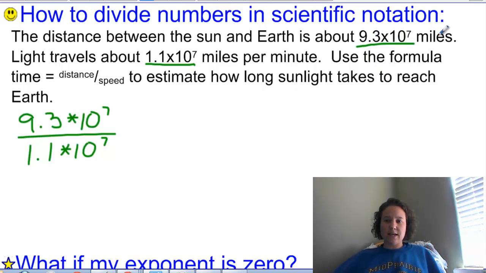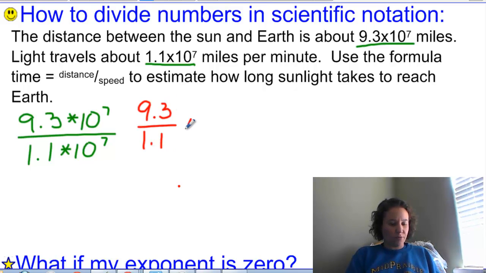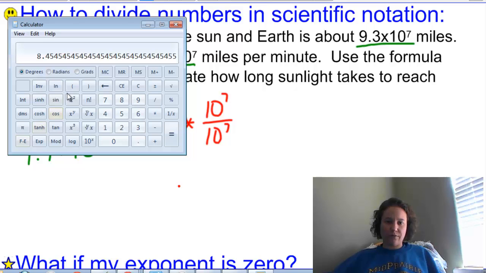So my distance, that we know, is 9.3 times 10 to the 7th power, and the speed is 1.1 times 10 to the 7th power. So we're going to divide the distance by the speed. When you have two things multiplied together and you're dividing them, you can separate those apart if you want. So I could think of this as 9.3 divided by 1.1, that whole thing, times 10 to the 7th power divided by 10 to the 7th power. 9.3 divided by 1.1 I can just do on my calculator, and that's 8.45454545, repeating, so I could round that to 8.5.